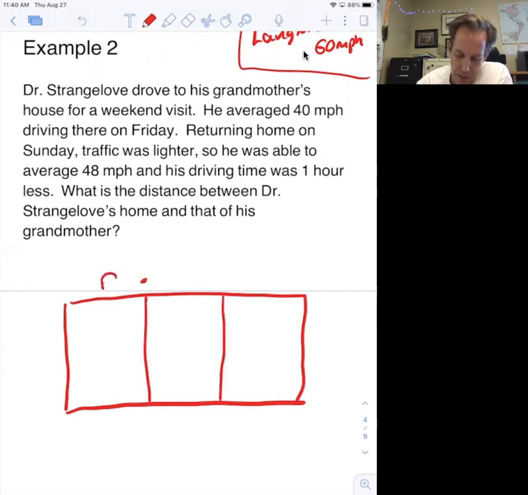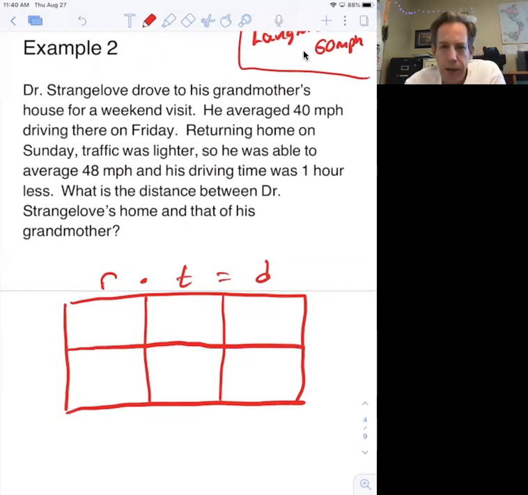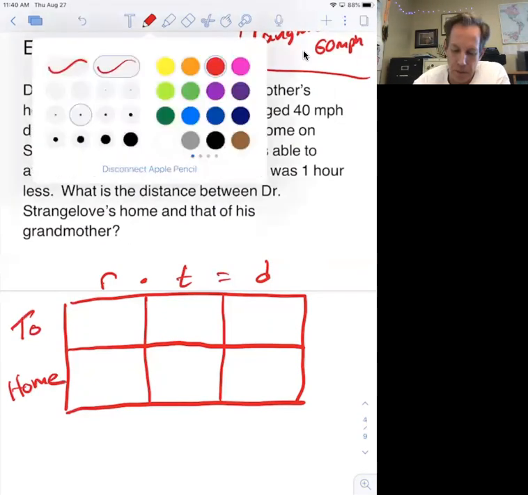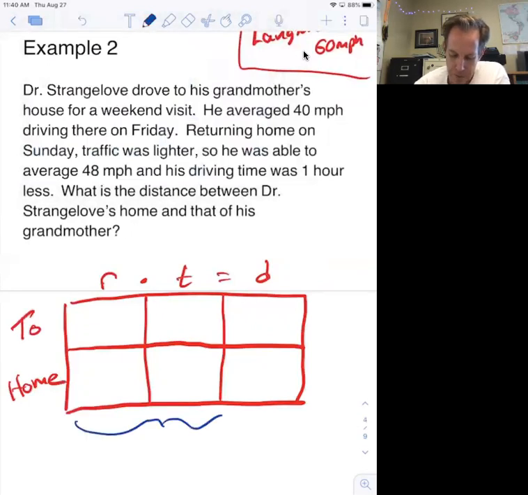So rate times time equals distance. And in this case, it's the same person traveling, but there are two instances. He's traveling to his grandmother's home, and then he's traveling home. So I'm just going to use those to describe it. Go ahead and fill out the rate and the time based on what's given to us in the problem. Well, in this case, we actually know the exact rates. So we know he drove 40 miles per hour there, then he drove 48 miles per hour home.